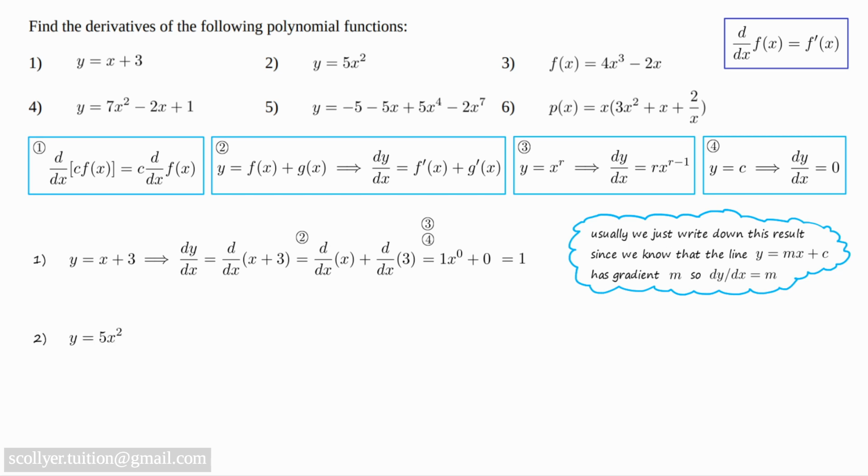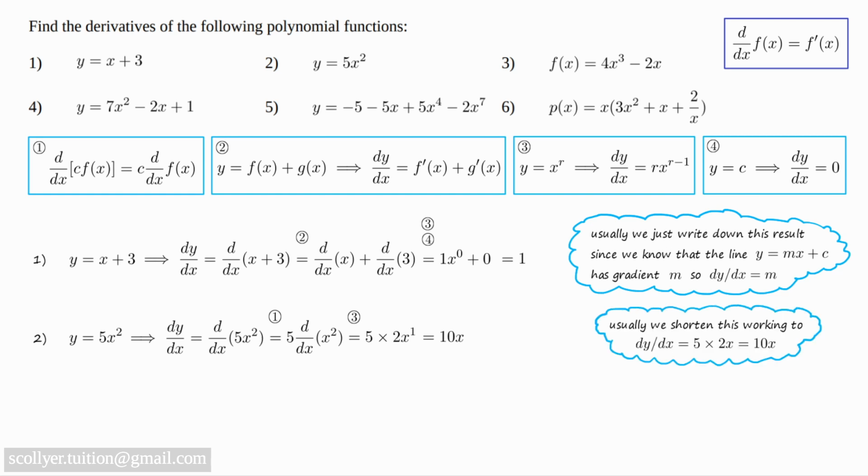Problem 2. If y equals 5x squared, then dy by dx equals d by dx of 5x squared, which equals 5 times d by dx of x squared, which follows from rule 1, and 5 times d by dx of x squared becomes 5 times 2x to the power 1 by rule 3, and that equals 10x. So the derivative of 5x squared is 10x. And usually we would just shorten this working and write dy by dx equals 5 times 2x, which equals 10x.